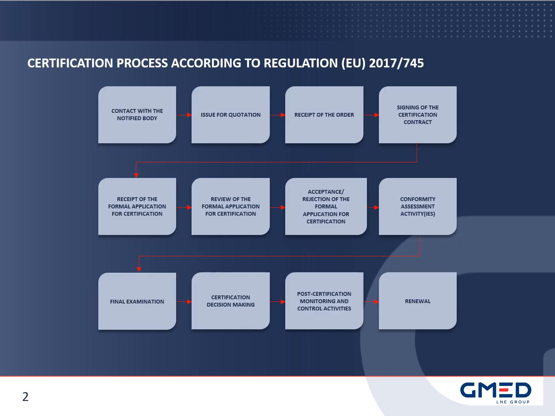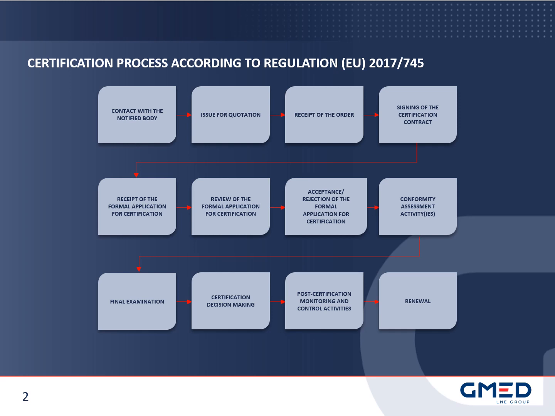The certification process under Regulation EU 2017/745 comprises 12 steps divided into 5 different phases. The first step involves contacting the notified body, issuing a quotation, and then receiving the order from the manufacturer. Next comes the signing of the certification contract, which takes place before or at the same time as receipt of the manufacturer's formal application for certification.